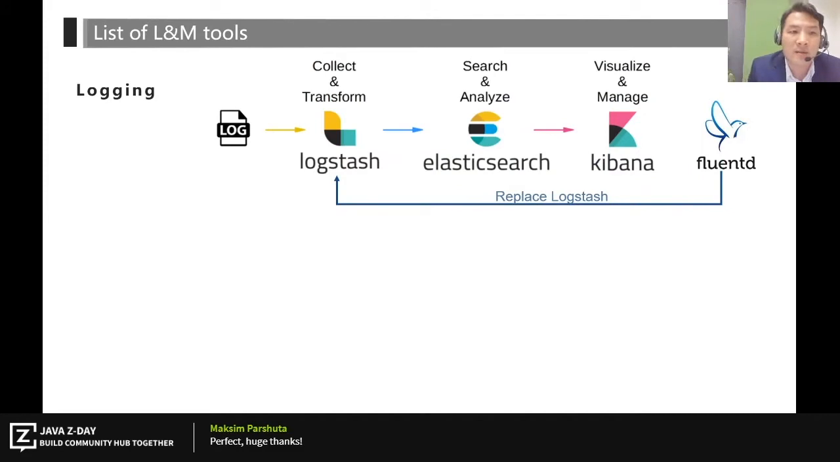First, let's see the logging components. Here, applications will send logs to Logstash. Logstash can do some transformation and send it to Elasticsearch. Elasticsearch does the search and analyze work. Kibana is responsible for visualization and measurement. Here, Fluentd can replace Logstash, which I will introduce later.